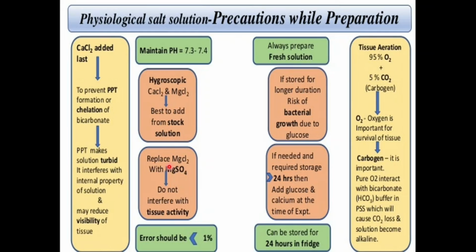If you have both magnesium chloride and magnesium sulfate, then it is better to add the magnesium sulfate, because magnesium sulfate interferes less with the tissue activity, whereas magnesium chloride tends to interfere with the tissue activity. So it is better to replace the magnesium chloride with the magnesium sulfate.